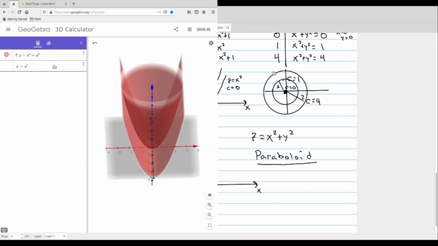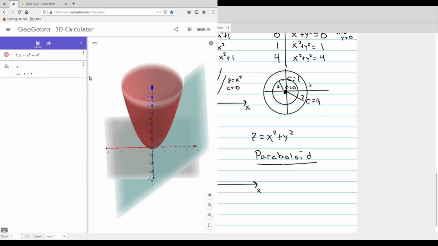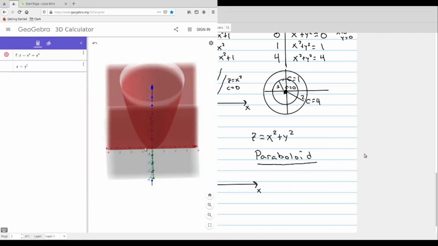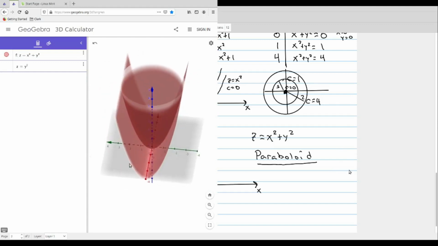That second trace that we showed was z equals y squared, which is the parabola along the y-axis. So it's this curve right here, the intersection right here.